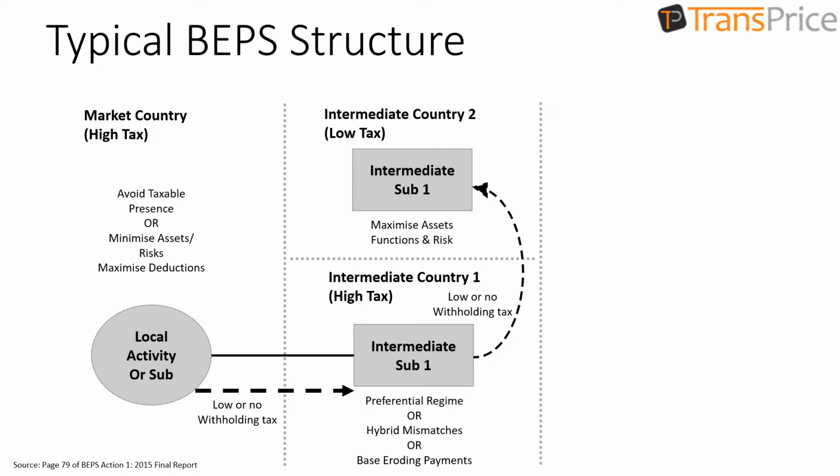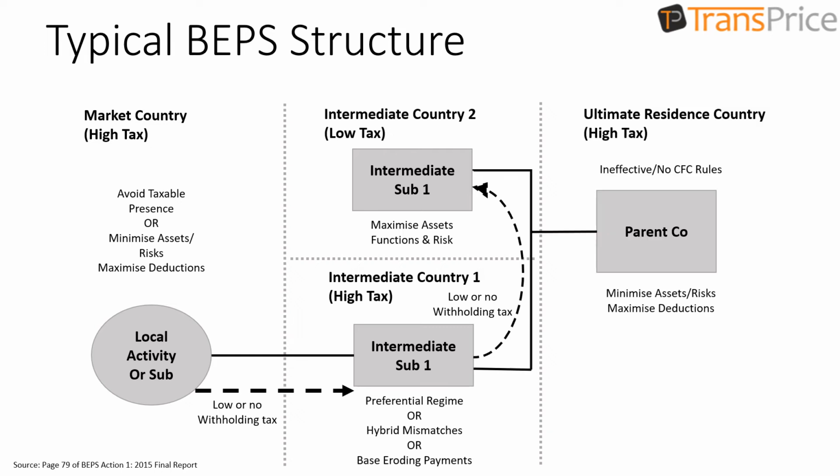In the middle of the diagram, we can see that intermediate sub 1 can then transfer such profits to intermediate sub 2 located in another country, which is a low tax jurisdiction. We can see that this structure has resulted in low or no taxation at the level of the recipient in the intermediate country. In this structure, the same techniques used by market country to avoid taxes are also used by the ultimate parent company. The diagram depicts that the structure makes sure that there is no taxation of the low tax profits in the country of the ultimate parent company or headquarters of the group.